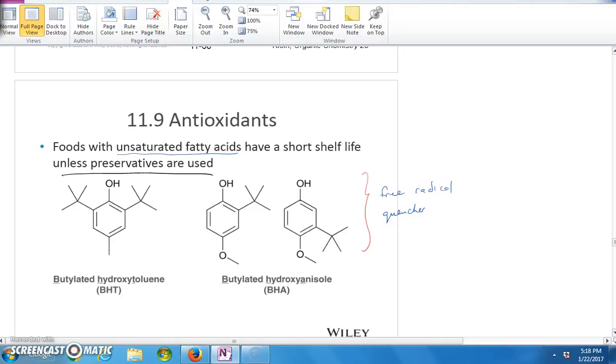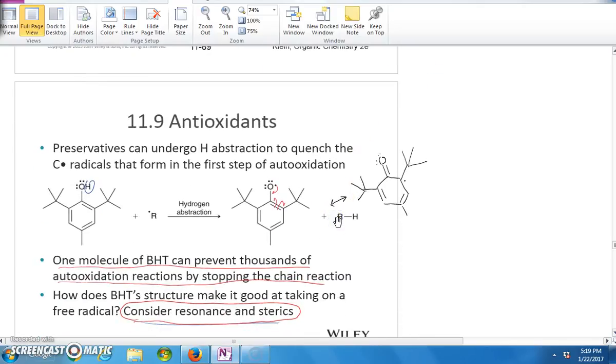And two examples of preservatives include butylated hydroxytoluene, or BHT, or butylated hydroxyanisole. These are free radical scavengers. They will help terminate the free radical because the radical that forms is really very, very stable. And so we can see this example here. The preservatives can undergo a hydrogen abstraction to quench the carbon radicals that form in the first step of autooxidation, right?